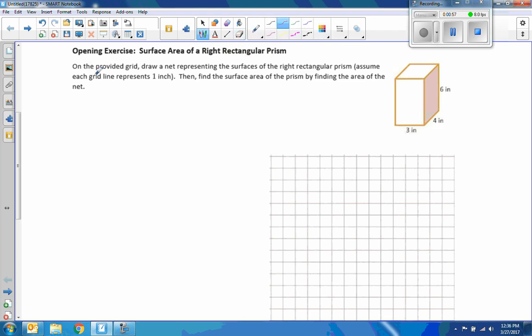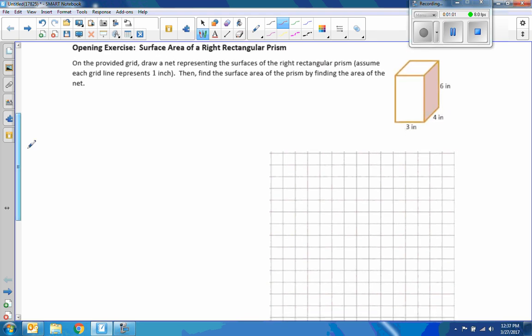So let's take a look at this first question. On the provided grid, draw a net representing the surfaces of the right rectangular prism. Assume each grid line represents 1 inch. Then find the surface area of the prism by finding the area of the net. Okay, so a net is a figure that we fold or unfold. So if I were to cut this, picture a box being cut apart and laid out flat. So the front, back, top, bottom, left, right are all visible.